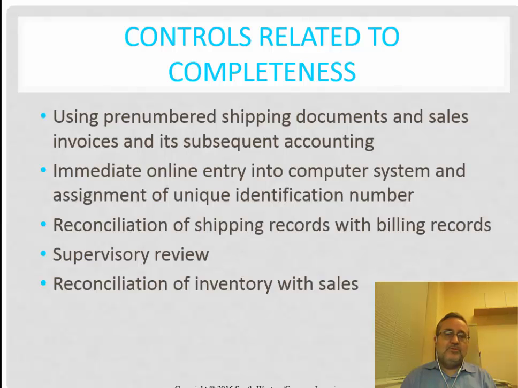So basically what we're looking for is pre-numbered shipping documents, and we would be looking for exceptions. Same thing with the sales. We would also reconcile this, and you notice the last item, reconciliation of inventory with sales. Well, we also want to reconcile the shipping with sales. Reconcile shipping records with billing records.